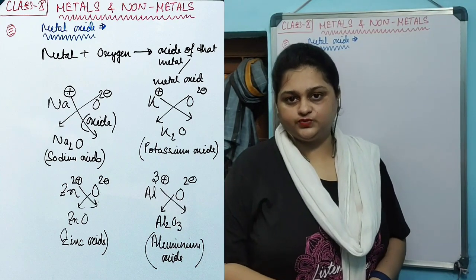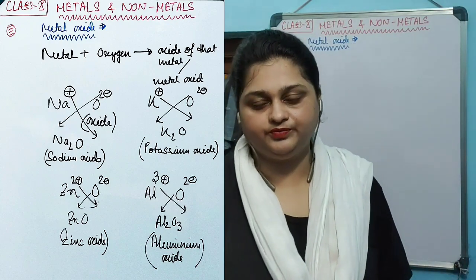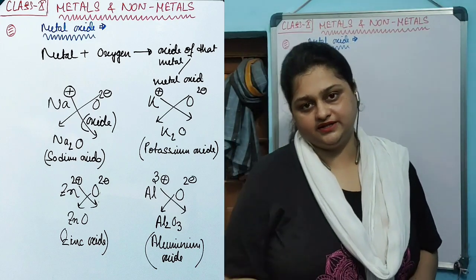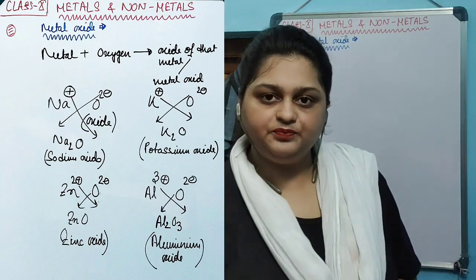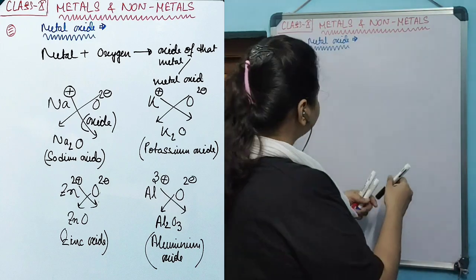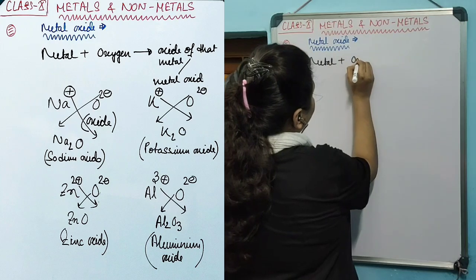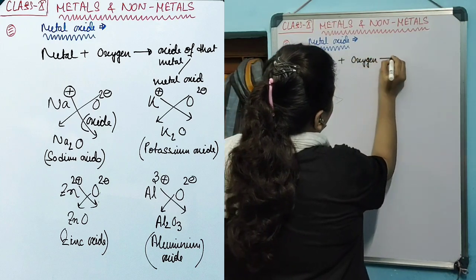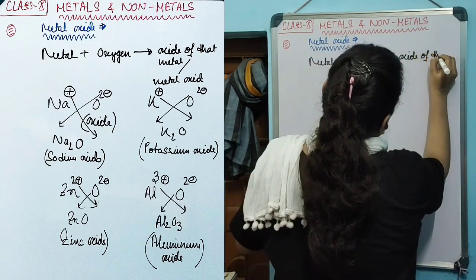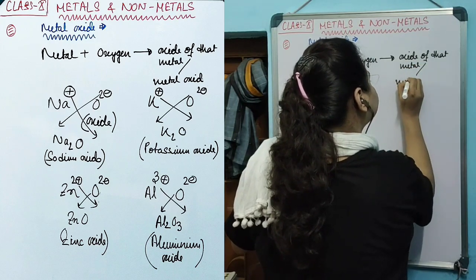In our previous classes we studied the reaction of metals with dilute acid and also with water. We are now going to talk about the oxides of metals. When metals react with oxygen, they produce oxides of the metal. In general, these are known as metal oxides.